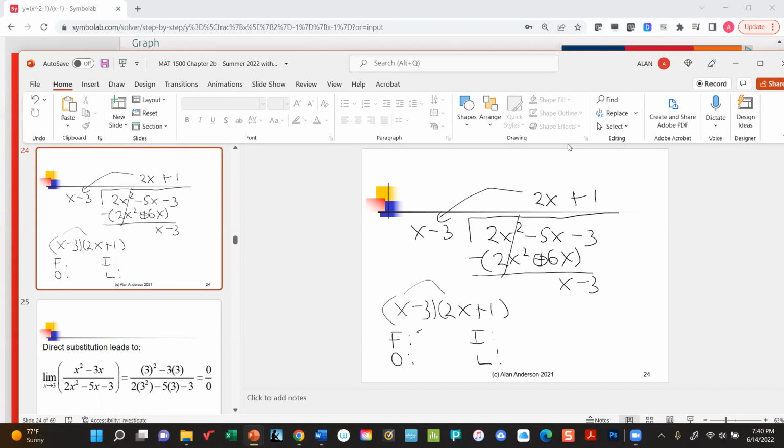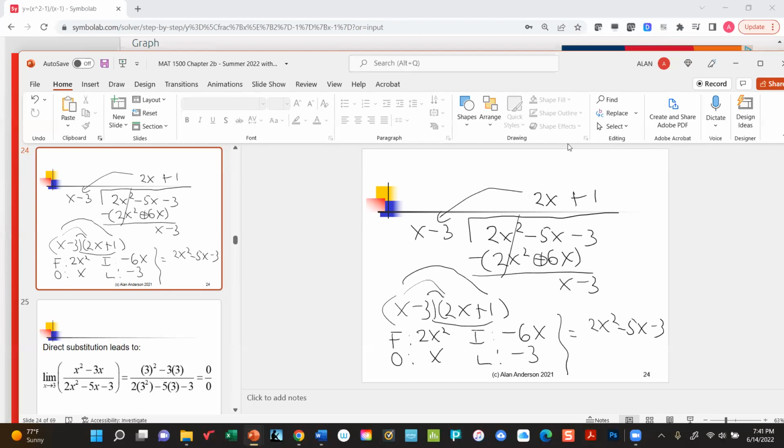And you can see x minus 3 times 2x plus 1 by using FOIL. First is 2x squared. Outer is x times x minus 6x, sorry. Oh wait, I did something wrong there. Inner is minus 6x, and then last is minus 3. So if you add those up, you get 2x squared minus 5x minus 3. So that means we've done this correctly.